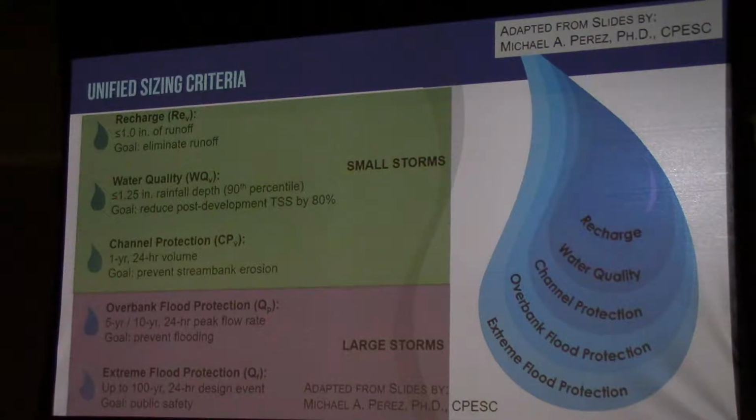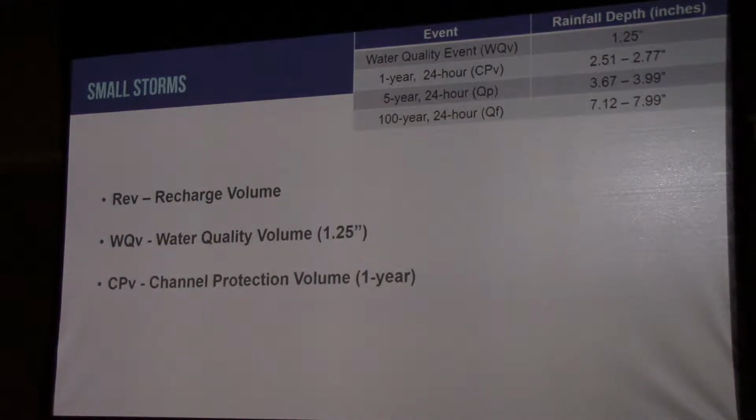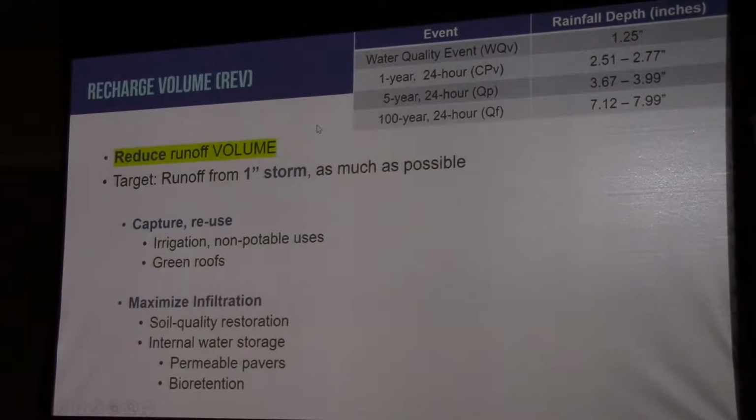And really the breakdown of the sizing criteria, we look at both the small storm events and the large storm events. The small ones happen a lot more frequently, so we need to pay attention to them. The large ones don't happen as frequently, but they can cause a lot of damage, so we can't ignore them either. So if we divide them into small and large storms, we're going to start by talking about the small ones first. They're the smallest events, the foundational elements of the unified sizing criteria. And that starts with recharge volume.